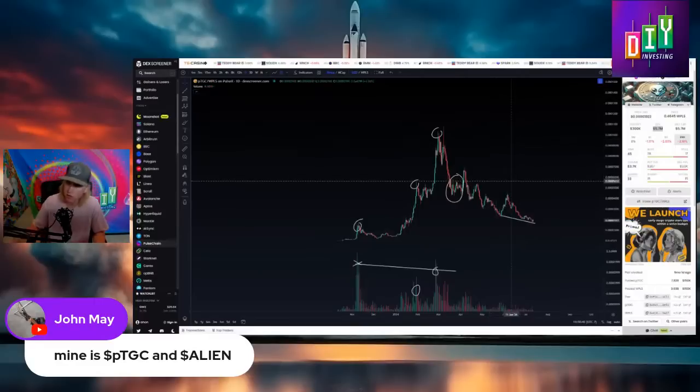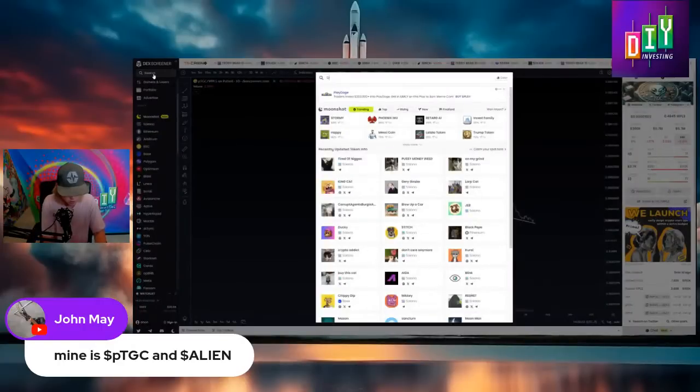Considering it's a reflection token, the devs are pretty smart when it comes to understanding liquidity, understanding how to manipulate it to where the token price goes up consistently. They're really smart about that stuff. And that's kind of why I do like this project.